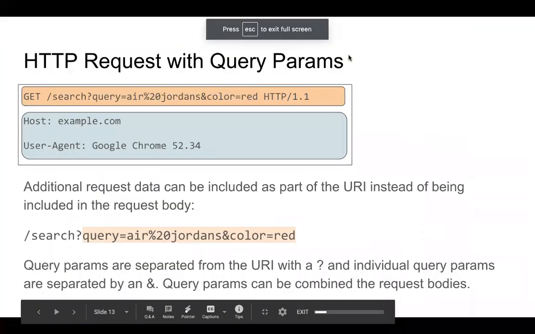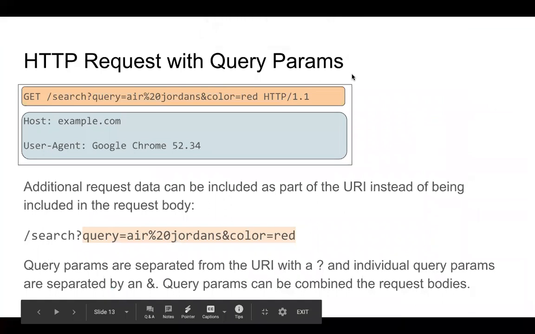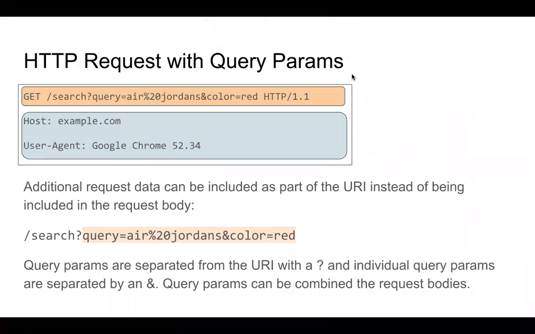Is there a difference between the plus and the modulo 20? I mean, does that represent the same thing? Good question. I'm not sure, but percent 20 is converting it. That's a hexadecimal number. It's converting it to decimal 32, which is the space character on the ASCII chart. Ah, thank you. So yeah, you're right. So the modulo 20 there is saying air space Jordans, and air plus Jordans gives you a similar effect. It would just be saying I'm searching for the term air with the term Jordans in this case.